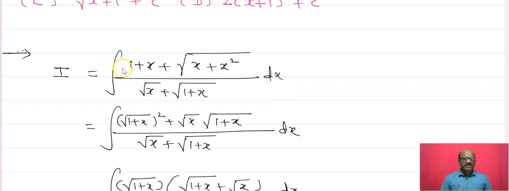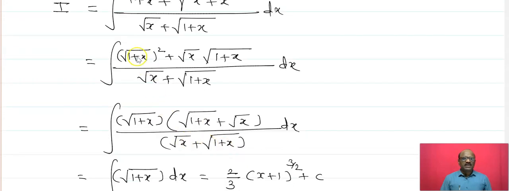This can be written again as, 1 plus x can be written as (root of 1 plus x) whole squared, plus... Now take x as common from this root sign, then you will get root of x in bracket (root of 1 plus x upon root of x plus root of 1 plus x). Now see this here. Again from these two terms in the numerator you can take the common root of 1 plus x, and then in bracket you will get (root of 1 plus x plus root x) upon (root x plus root of 1 plus x) dx.